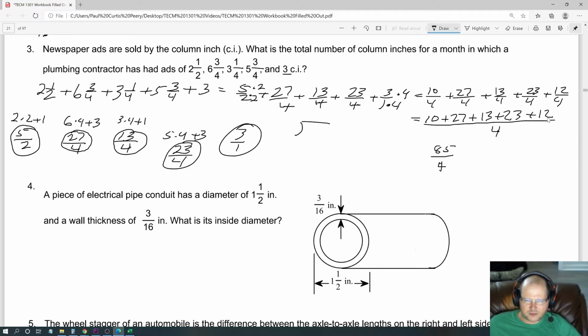Okay, now we need to simplify that. So we simplify 85 over 4, that improper fraction, by dividing 85 by 4. So 4 goes into 8 twice. 2 times 4 is 8. 8 from 8 is 0. Just goes away, right? And we bring down the 5. 4 goes into 5 once. 1 times 4 is 4. 4 from 5 is 1. Remainder of 1. And that gives me 21 and 1/4. All right.